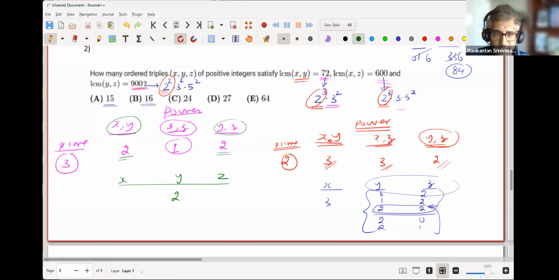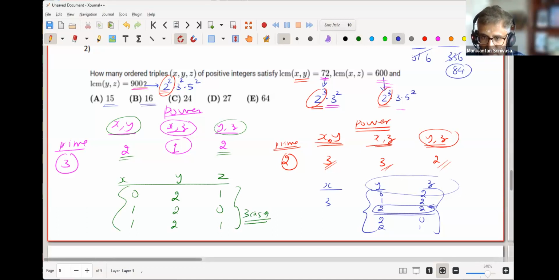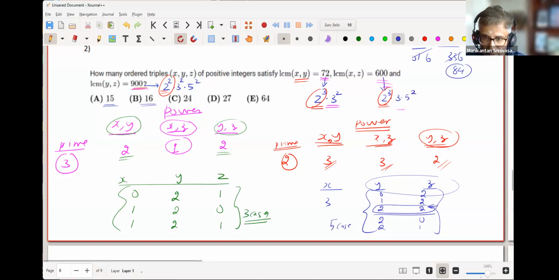Okay, now we'll do the same thing. So 2 is almost fixed. The only combinations are this can be 0, this can be 1, or this can be 1, this can be 0, or both can be 1. In all of these cases, between X and Z, the maximum is 1. So there are 3 cases here. So 5 cases in the first prime number, and 3 cases here.